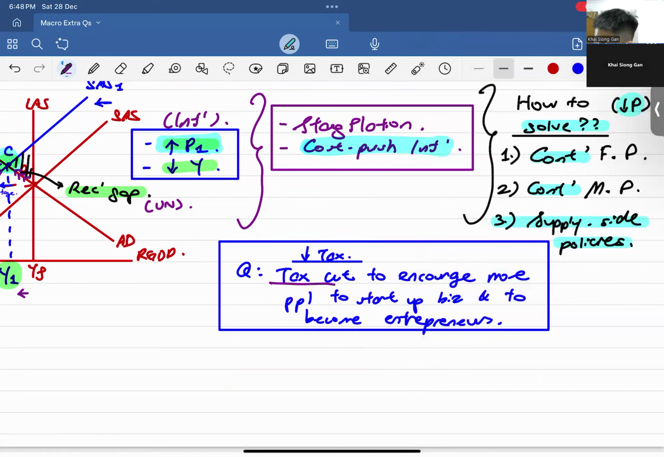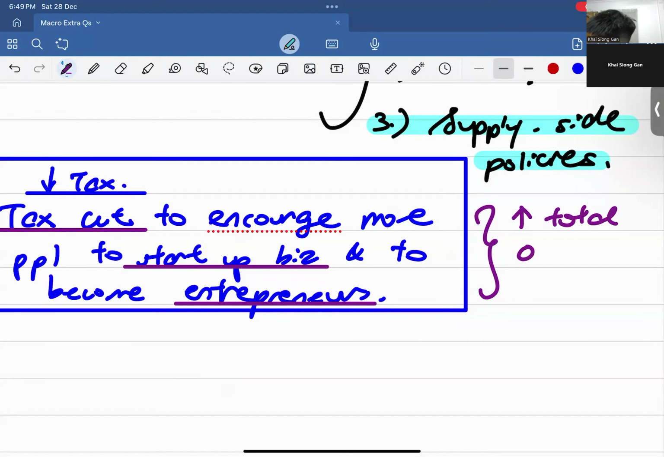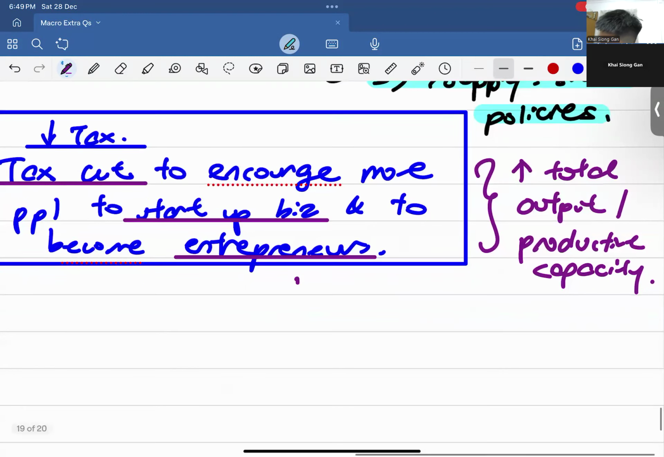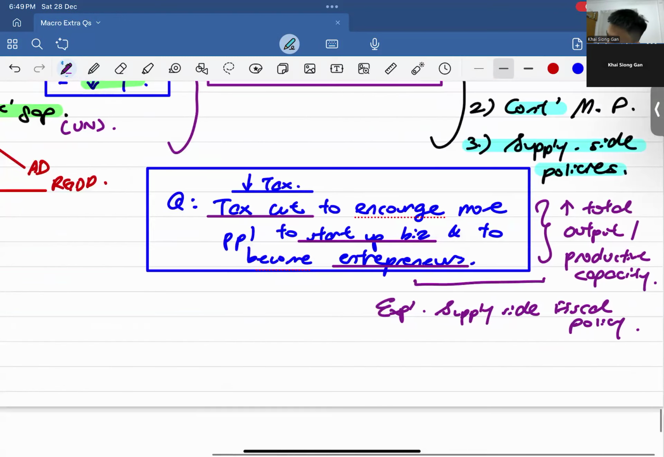So again, still a tax cut, but now the purpose is to start a business and to encourage people to become entrepreneurs. So the purpose over here is more of increasing the total output of the country, or increasing the productive capacity of the economy. So it's actually more of supply side. So what kind of policy is this? Expansionary, supply side, but a bit of fiscal policy also. Especially supply side fiscal policy.